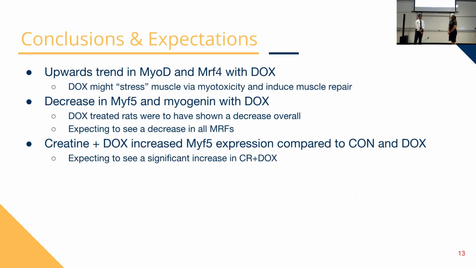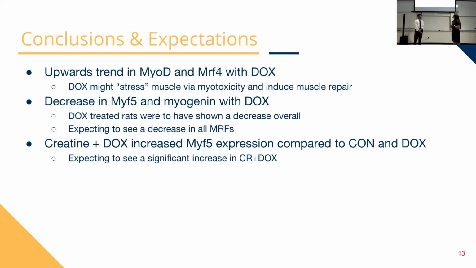For conclusions and expectations, we saw an upward trend in MyoD and in MERV4 within dox. And doxorubicin stresses the muscle, meaning that when the muscle is stressed via myotoxicity, the body's reaction is to regulate that and induce muscle repair. So that is a possible explanation for why we saw MyoD and MERV increase. However, a decrease in MERV5 and myogenin within dox was seen. We were expecting to see a decrease within all MERVs, because doxorubicin will downregulate all of them.